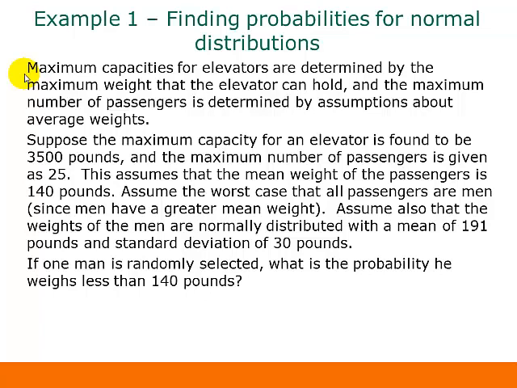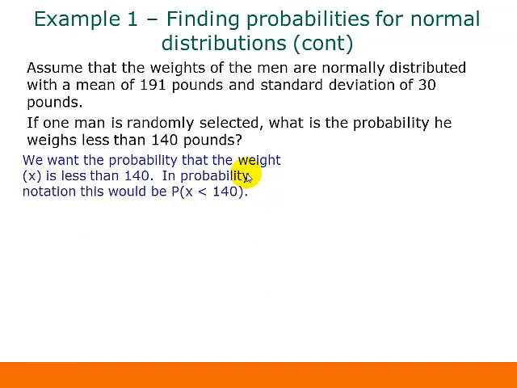Assume the worst case, that all passengers are men, since men have a greater mean weight. Assume also that the weights of the men are normally distributed with a mean of 191 pounds and a standard deviation of 30 pounds. So if one man is randomly selected, what is the probability he weighs less than 140 pounds? So we want the probability that the weight x is less than 140. In probability notation, this would be probability x less than 140. Again, we're going to draw the picture of our distribution.